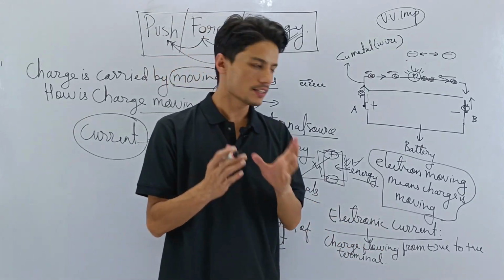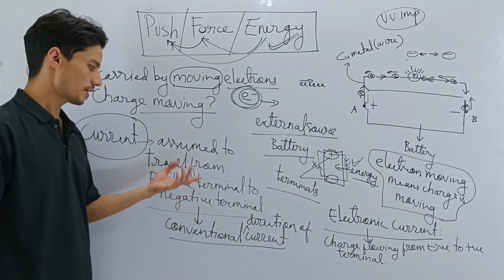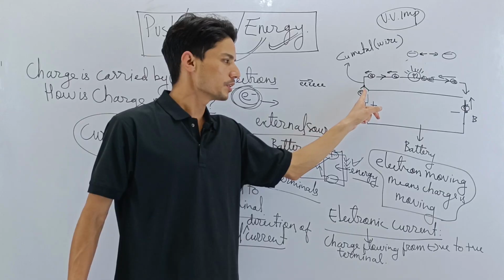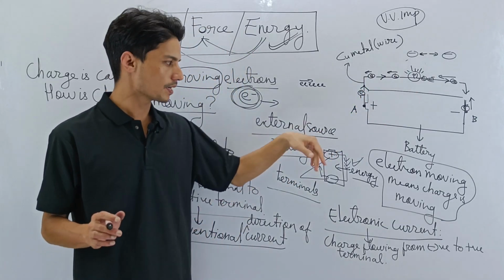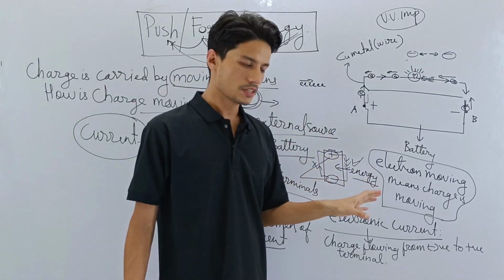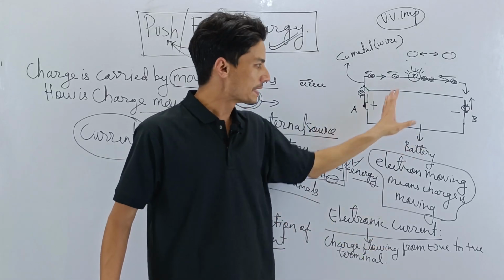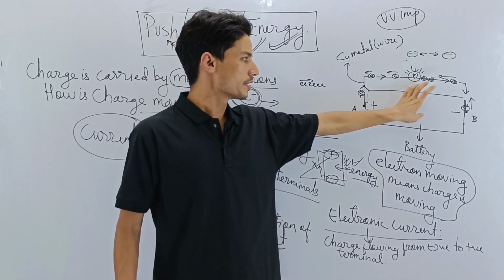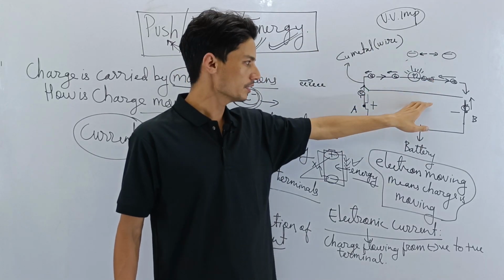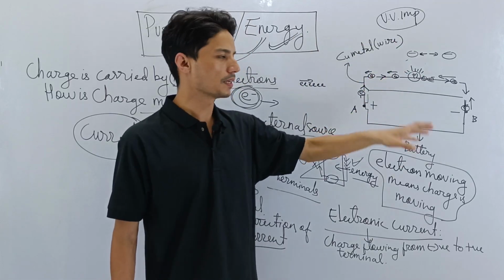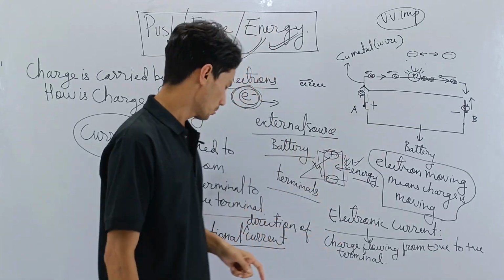So in actual reality, electronic current is happening, but for convenient purposes we study it like this: that there is something called current which moves from the positive terminal to the negative terminal. I hope it's clear. This part may be confusing for you, but I am also making sure that you understand very well what is happening in reality, in actual practice. But for better understanding in the theory, we follow this method.